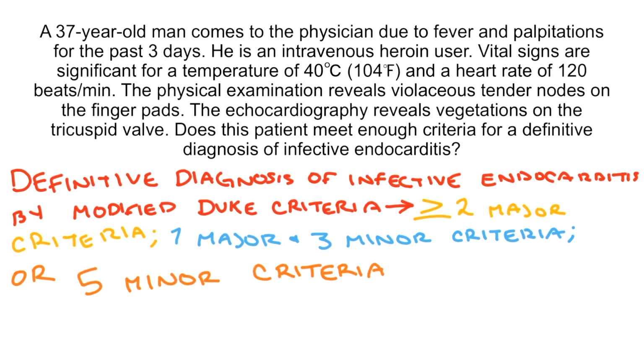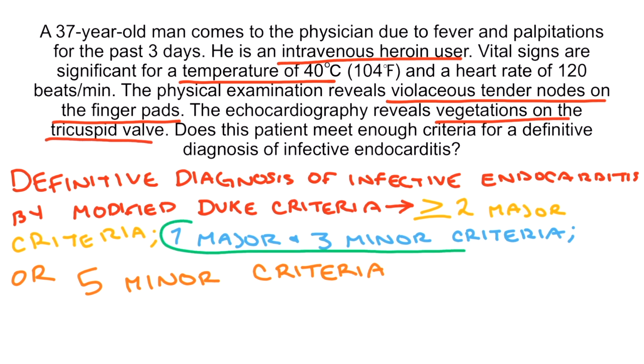This patient is an intravenous heroin user, which is a predisposing condition and a minor criteria for endocarditis. Additionally, he has a fever more than 38 degrees Celsius, which is another minor criteria. The physical exam reveals violaceous tender nodes on the finger pads, findings consistent with Osler nodes. Osler nodes represent immunologic phenomena and are considered minor criteria. The echocardiographic evidence of vegetations is a major criteria, so this patient meets 1 major and 3 minor criteria that are enough for definitive diagnosis of infective endocarditis.